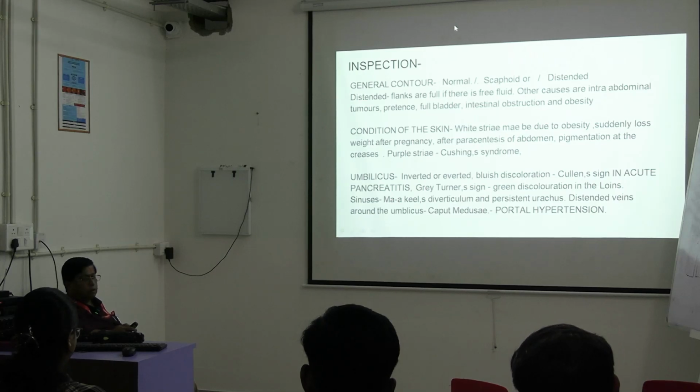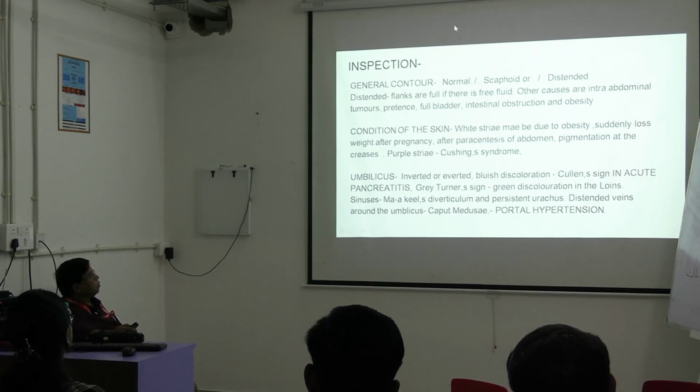Now, after the contour of the abdomen, you go to the condition of the skin. You may see white striae in the skin. White striae, if present, you must mention. I can see the white striae in the abdomen. What is the cause of those white striae? You all have experience.